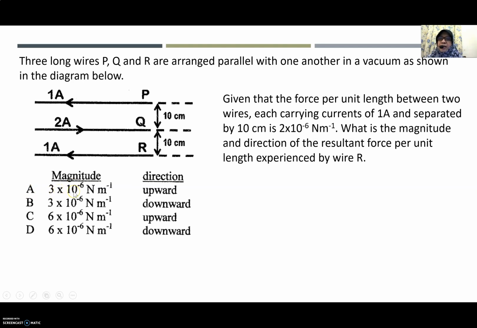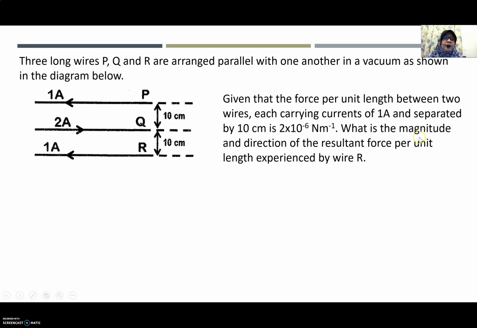Answer A, magnitude is 3 times 10 to the power of negative 6 Newton per meter and direction is upward. Answer B, magnitude is 3 times 10 to the power of negative 6 Newton per meter, direction downward. And C, 6 times 10 to the power of negative 6 Newton per meter and direction is upward. And D, 6 times 10 to the power of negative 6 Newton per meter and direction is downward. So what is the answer?